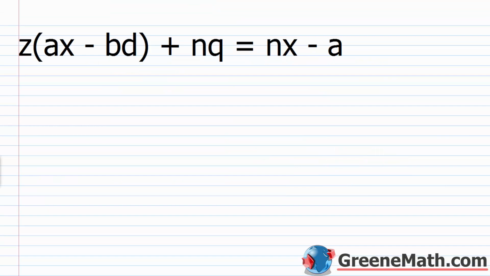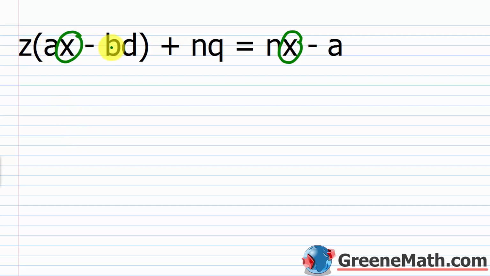So suppose I wanted to solve this for just x. So z times the quantity ax minus bd plus nq equals nx minus a. How can I solve this for x? I have an x here, and I have an x here. Well, if you get this scenario, you've got to get all the terms with an x involved to one side and everything else to the other.